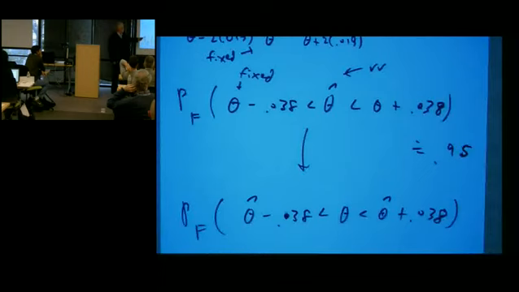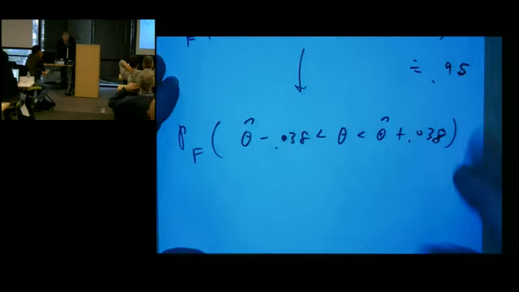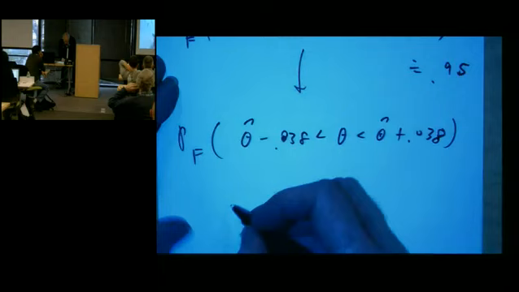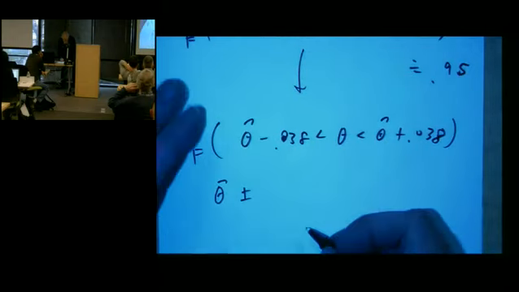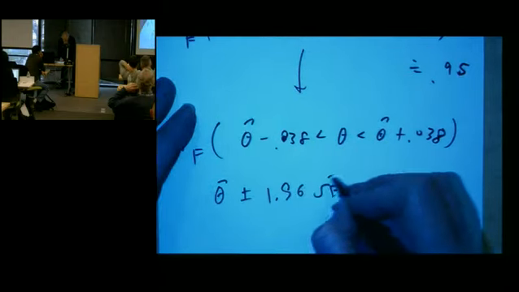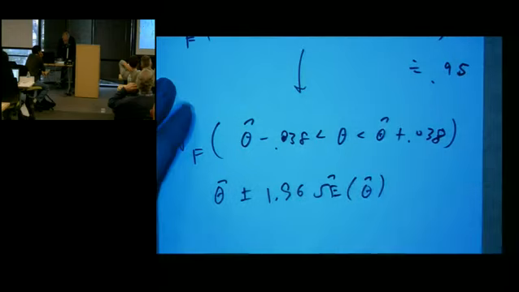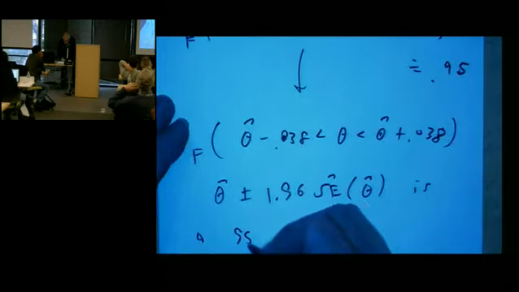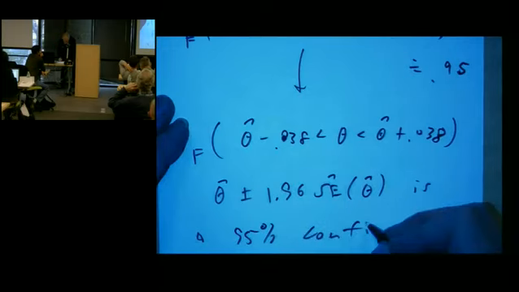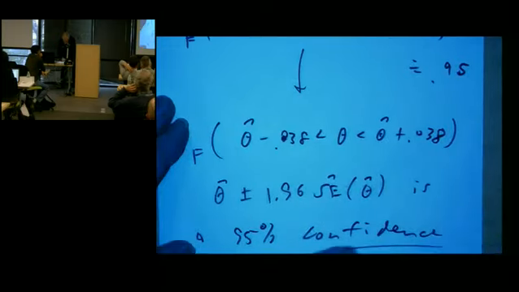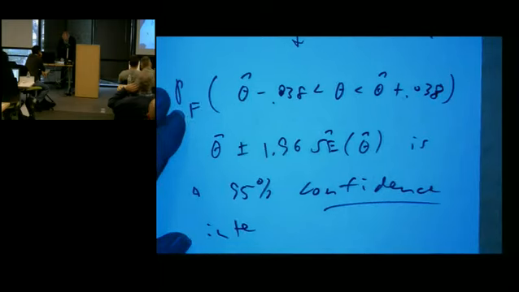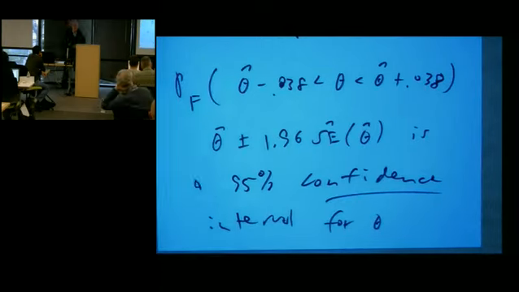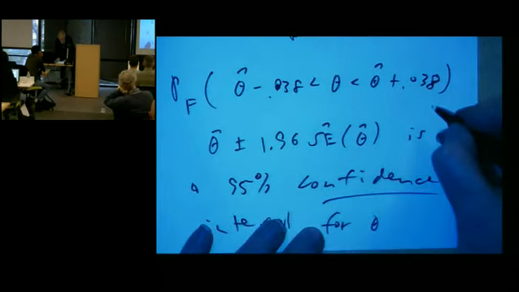But look, it looks like a probability statement about theta now, because theta is in the middle. And so Neyman said, because this looks so much like a probability statement about theta, I'm just going to tell you that theta hat plus or minus 1.96 estimated standard errors of theta hat, I'm going to call a 95% confidence interval. And it is a correct frequentist statement.